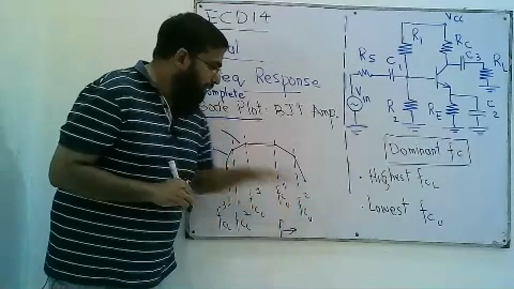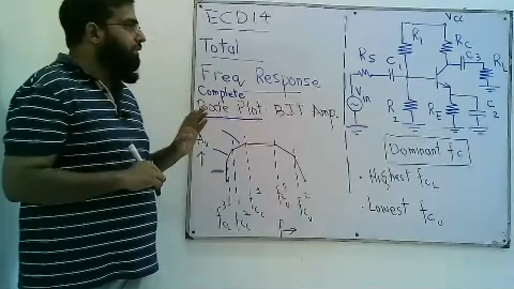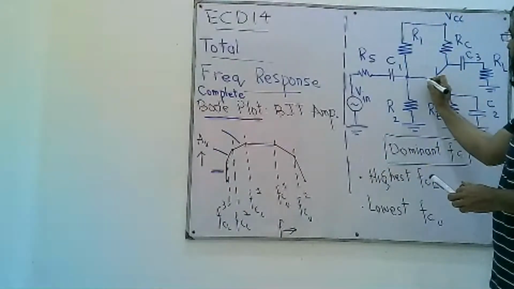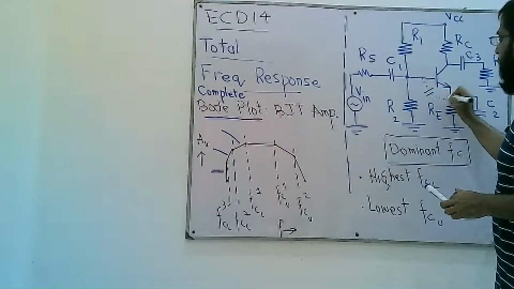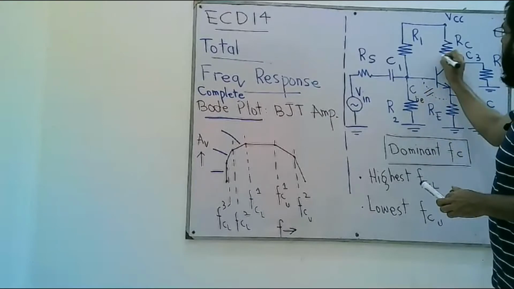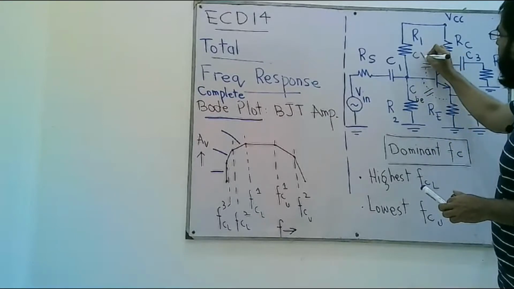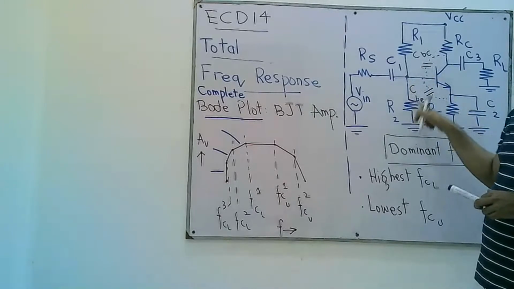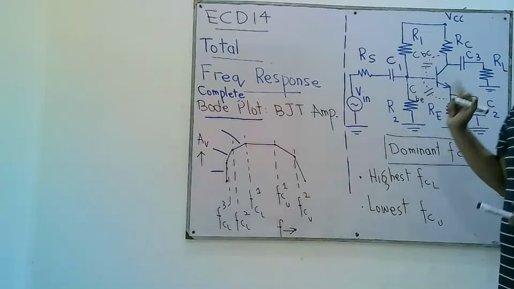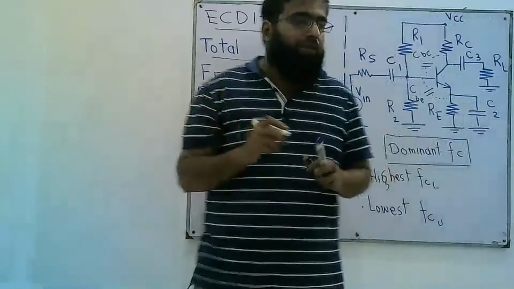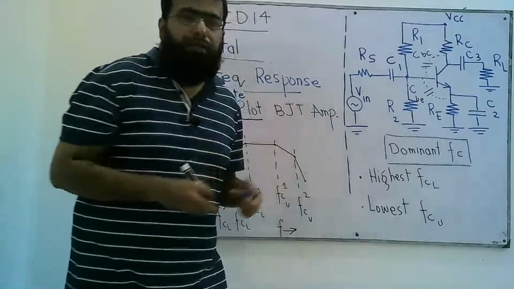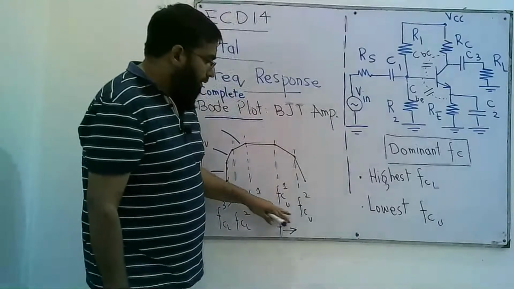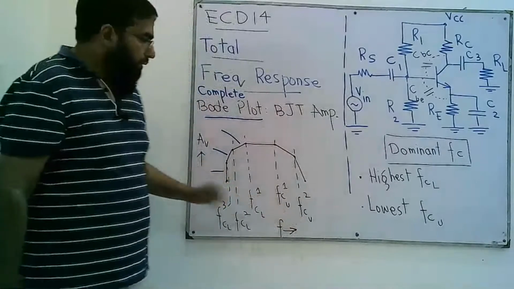While on the higher side, we have two cutoff frequencies because of the junction capacitances CBE and CBC. CBC is solved using Miller, and part of it is considered on the input side and part of it on the output side. And hence we have two different RC networks, one on the input side, the other on the output side, and therefore we have two upper cutoff frequencies.